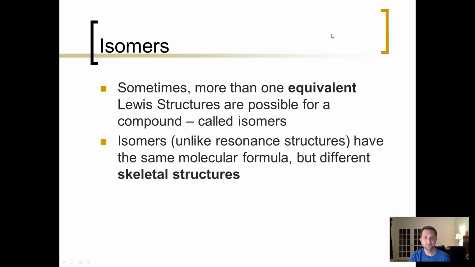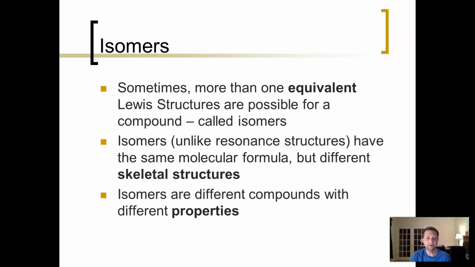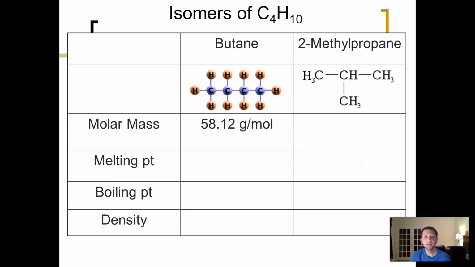It's really important to understand this, though. It's different from a resonance structure, okay? So, unlike a resonance structure, isomers have the same molecular formula, but a different skeletal structure, okay? So you'll see what I mean in a minute here. They also have different properties, okay? Resonance structures are not going to alter the properties of that compound. Isomers, though, with the same chemical formula, are going to have different properties based on different polarities, probably. So we'll take a look at some of those here.